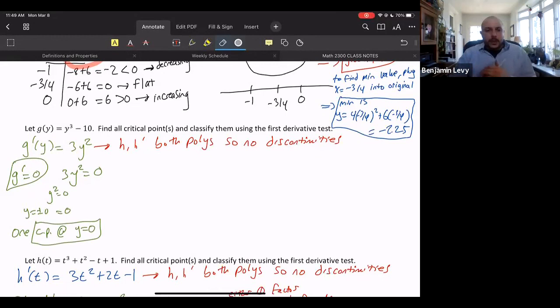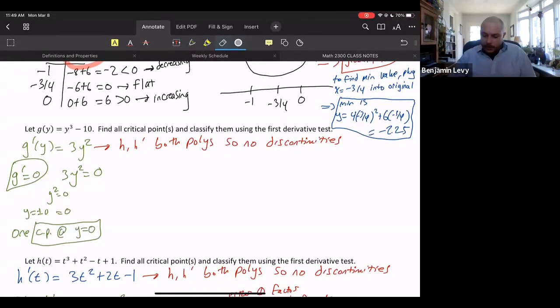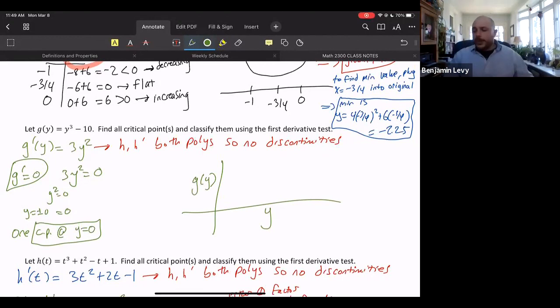I should clarify too, the y in this function is not the y value on the y-axis. It's just the input. If we were going to graph this, we would have y down here, and then g of y on the vertical axis. I should remember to change that. I know that confuses people sometimes too. We're not thinking about y as being an output. We're thinking about it as an input here. Anyway, there's only one critical point. Is that okay?